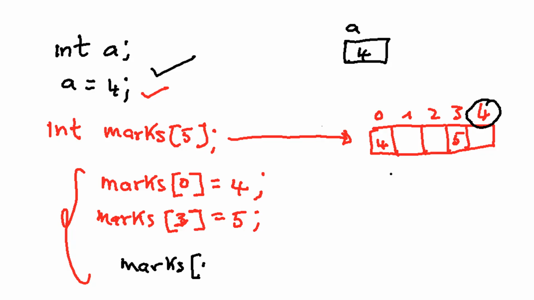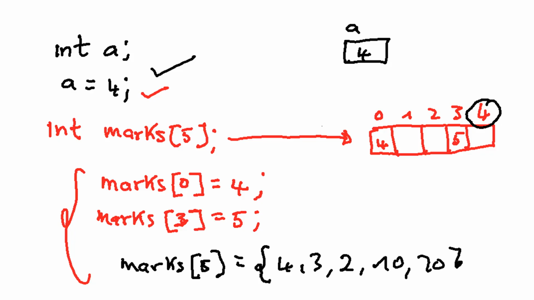Good. And what happens here? I'm going to say max of 5 is equal to, you open your brace and you list your different elements. So I can say 4, 3, 2, I don't know, 10, 20, you close your brace. So this is another method of initializing. By doing so, we are saying that max of 0 should take 4, max of 1 should take 3, and so on and so forth. I think people are understanding this. So you have 2 methods of initializing an array.